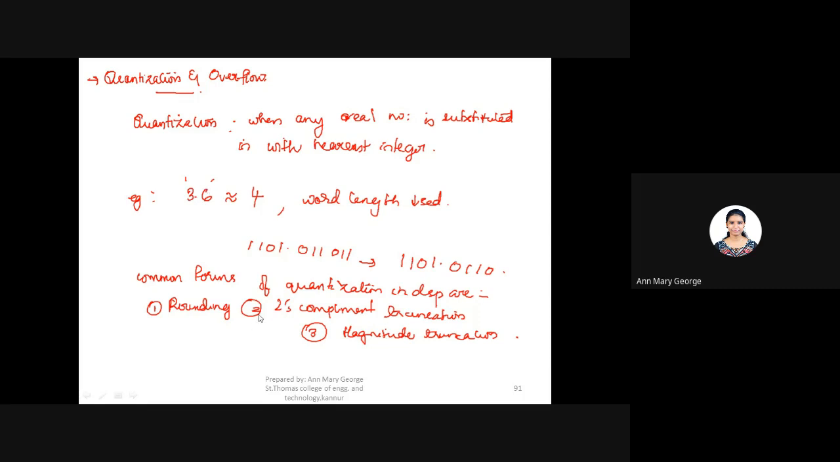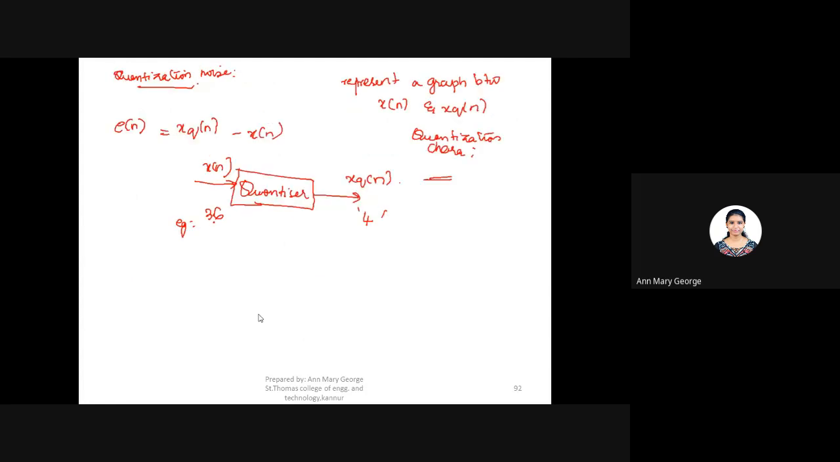We have seen the quantization and overflow. That is, quantization has three common forms. First one is rounding, second one is two's complement truncation, and third is magnitude truncation. Also you have seen the quantization noise, that is the difference between the real number and the rounded off integer, that is x of n and xq of n.